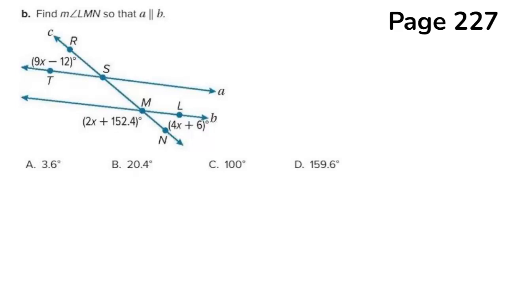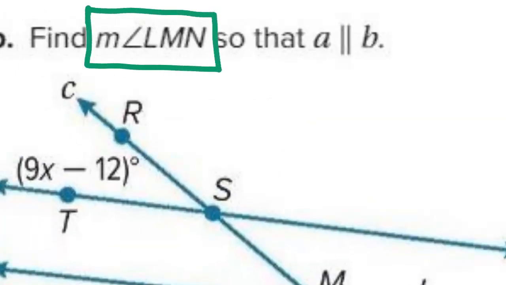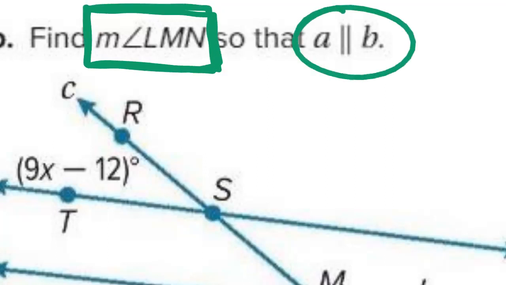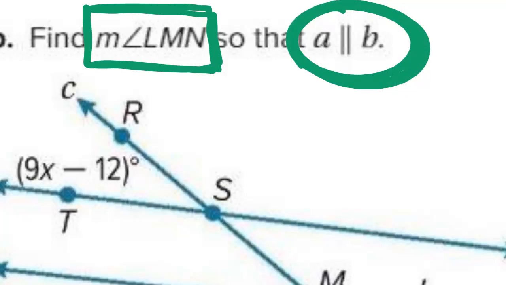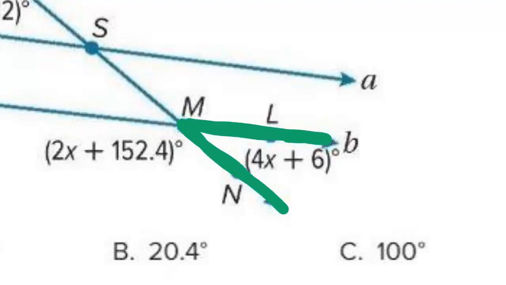So in part B, we are supposed to find angle LMN so that line A is parallel to line B. LMN, that's this guy down here. What variable do you notice in that angle? There's an x. It's 4x plus 6 degrees. So we're going to have to find x, and then we're going to have to plug it in there.